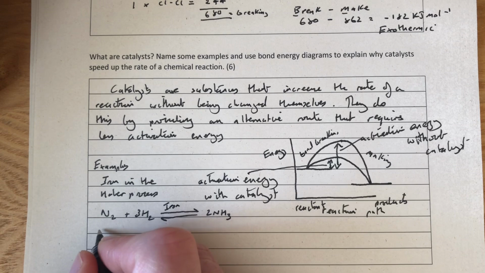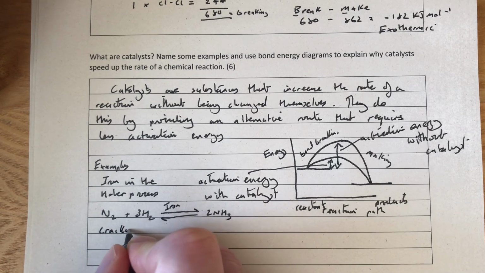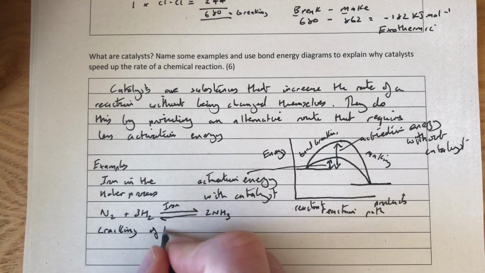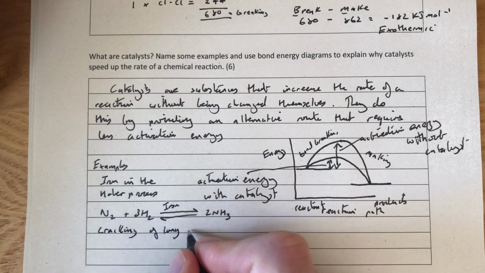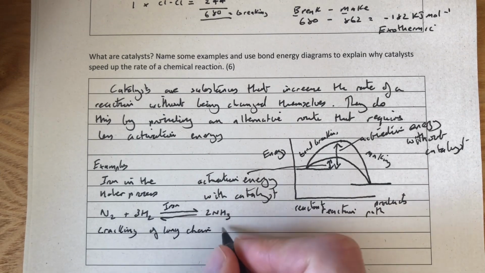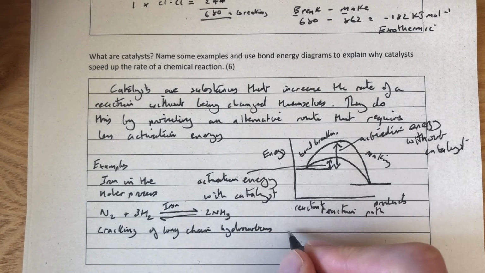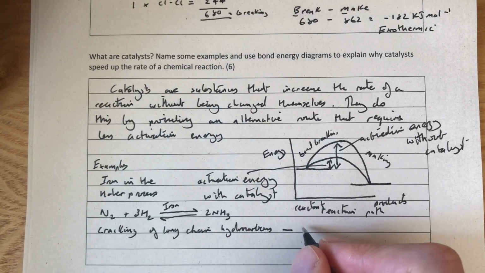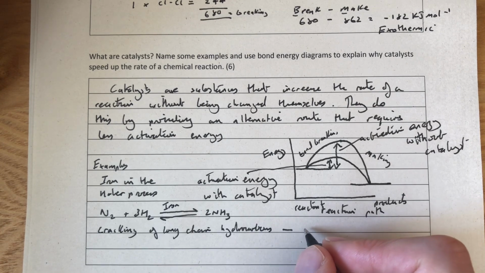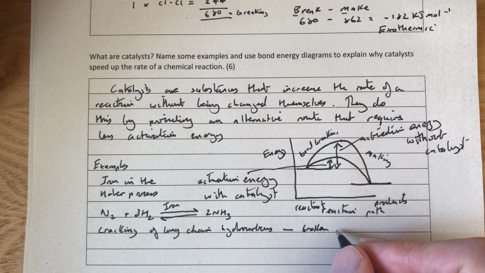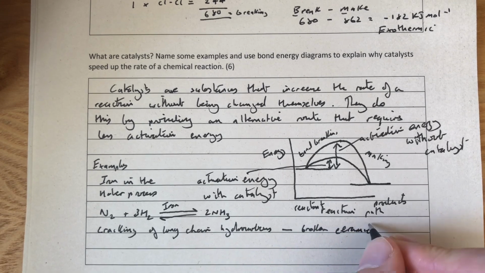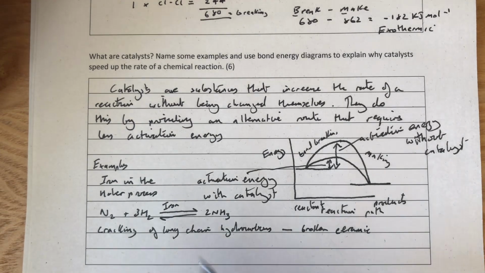Catalytic cracking of long chain hydrocarbons uses a catalyst. The catalyst we used in our experiment in our lab was broken brick, but you could use broken ceramic pot as well, and then that sped up the reaction.